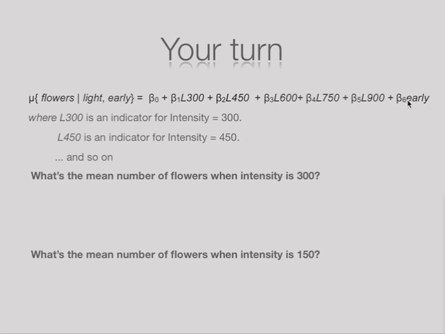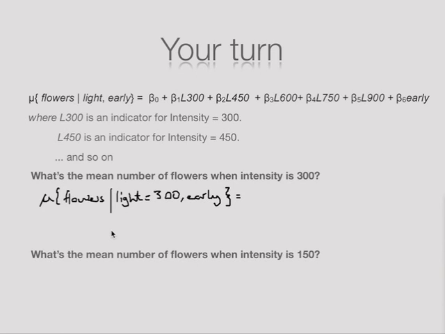And then on the end we also have a term using an indicator variable indicating whether the treatment received the early light treatment. The first question asks us, what's the mean number of flowers when the intensity is 300? So we can write down what that is symbolically. We want the mean number of flowers. And we're told the intensity is 300, so we know that the light intensity is equal to 300. We're not told anything about whether we're talking about early or late light treatment, so this will be a function of the early variable.